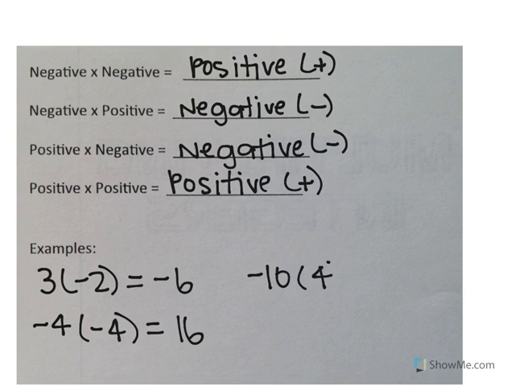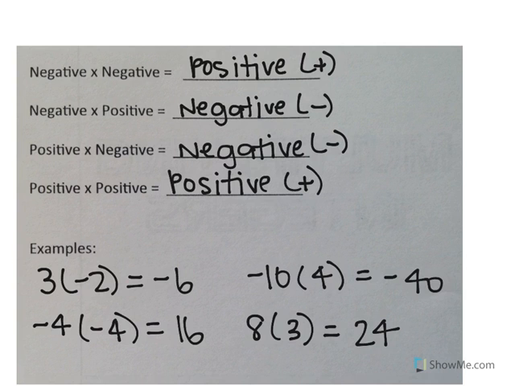Now I'm doing a negative integer, negative 10, multiplied by a positive integer, positive 4. Negative 10 multiplied by positive 4 is negative 40. And finally, we can multiply two positive integers together. Positive 8 times positive 3 equals positive 24.